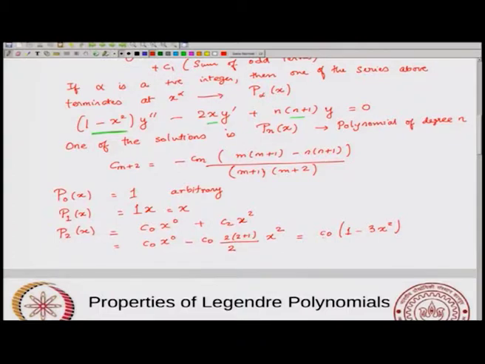So the choice that we make for C0, so we choose P2 of x. Again I emphasize that this is a choice because you can choose any value of C0. This choice actually ensures certain properties of the Legendre polynomials, which we will see soon. So you choose C0 equal to minus half. So this becomes half 3x square minus 1. So then P2 of x becomes half 3x square minus 1. I should emphasize that your choice of C0 is completely arbitrary. It has no relation to what you chose for another polynomial and so on.